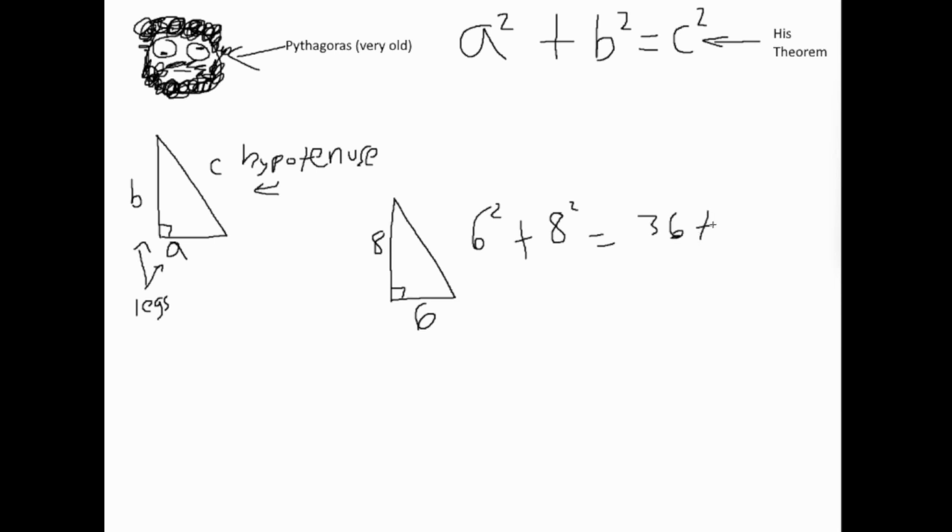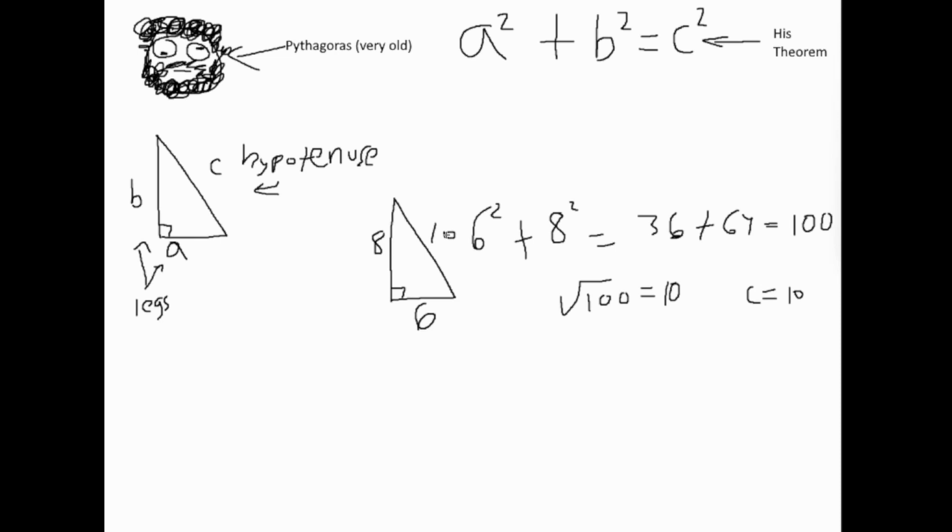plus 64. Now, that would give us 100, which would be the result of adding the two squares together. But to get the actual hypotenuse, we'd have to find the square root of this 100, which would be 10. So, C would equal 10. Let me just write it here.